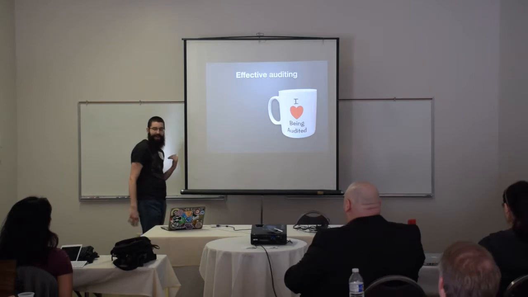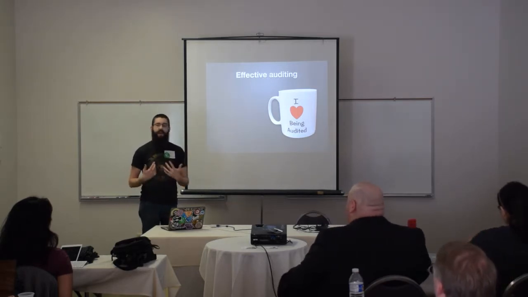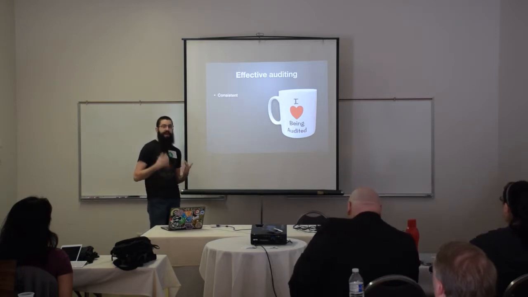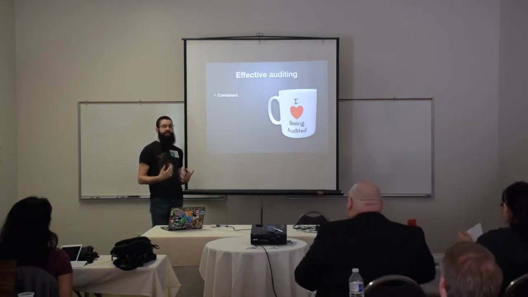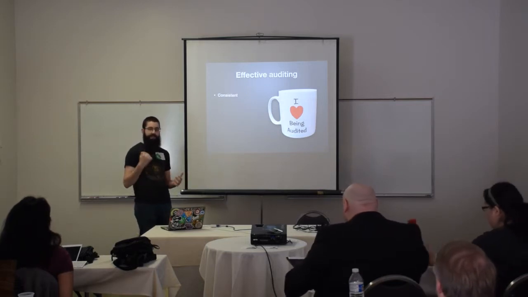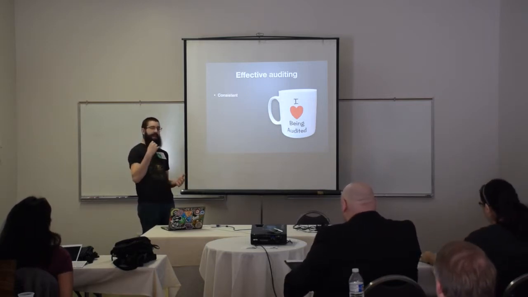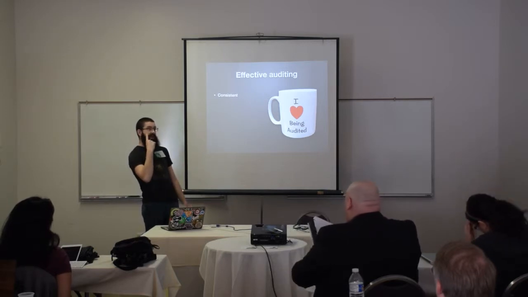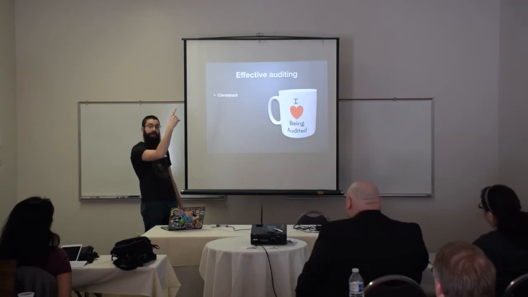So there are a number of hallmarks of an effective audit. First of all, you want to be consistent. Each time you run a particular test, you want the same result if nothing changed. So it's like, I expect the sky to be blue, and I look outside and the sky is blue, and then I say, okay, I expect the sky is going to be blue. It's not suddenly going to be purple. It's still going to be blue.